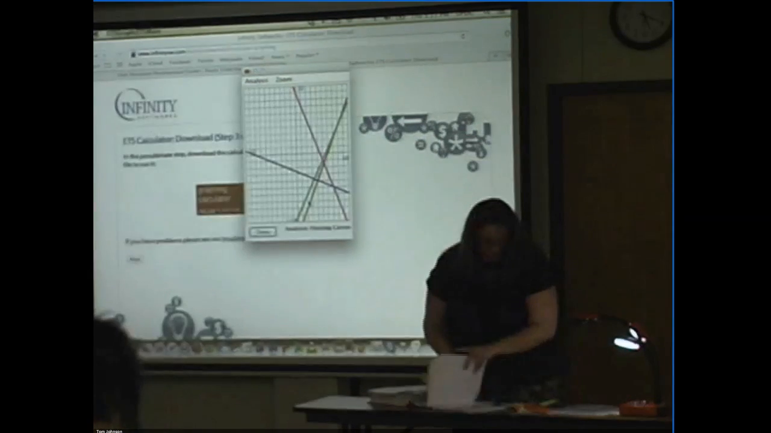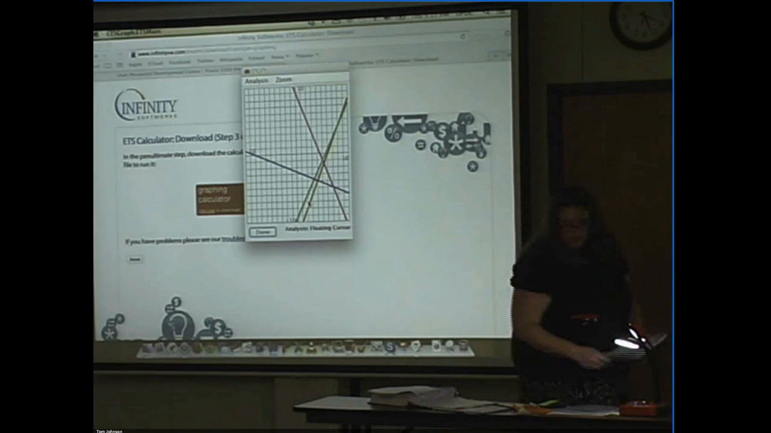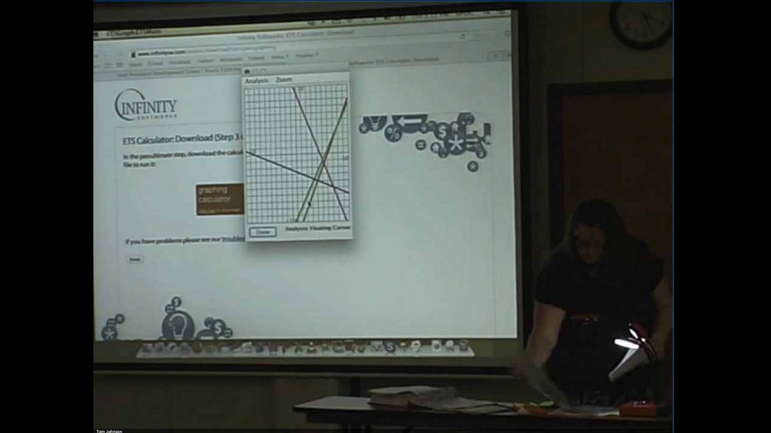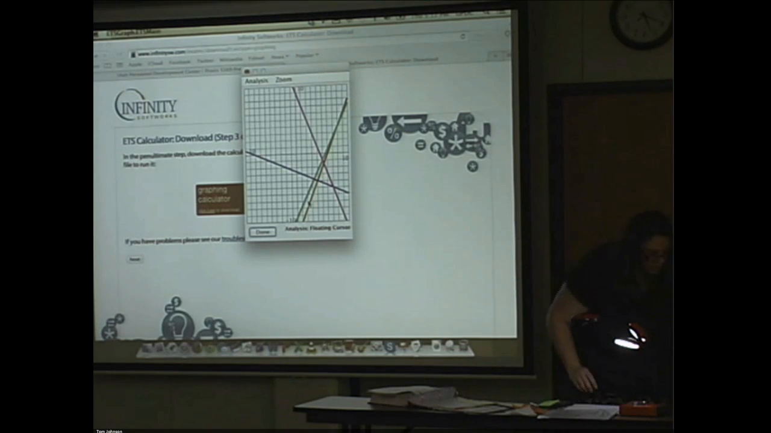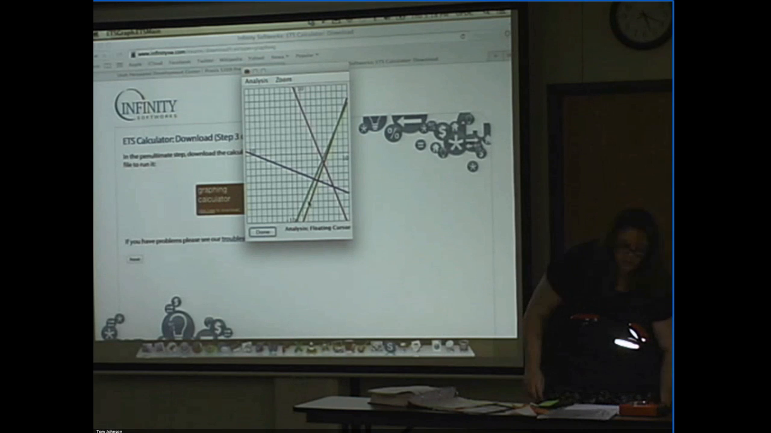There is one more that I do want to kind of talk about a little bit, and that is when dealing with the algebra, we need to look at the graphs and interpret the characteristics of the graphs.